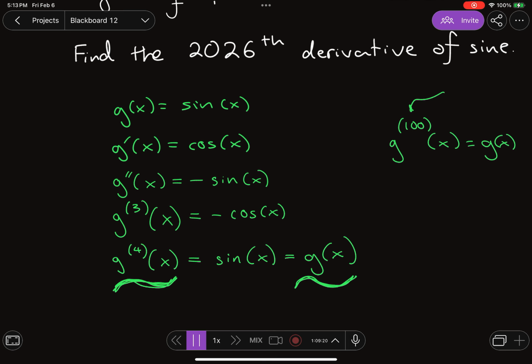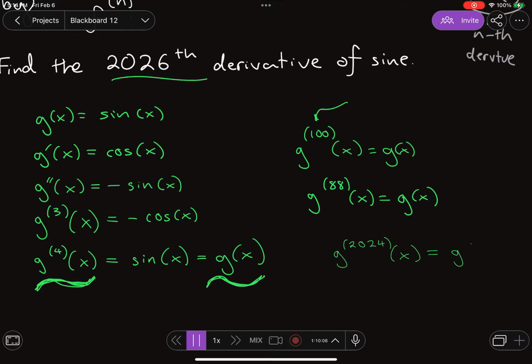All right. So if we wanted to figure out the 226th derivative of sine, what we could do is just backtrack the 226 until it's a multiple of 4. But honestly, I don't know. Let's think of a close multiple of 4. I don't know, 2020 is clearly a multiple of 4, which means that 2024, here we go. That's a multiple of 4, and we know that's going to equal g of x.